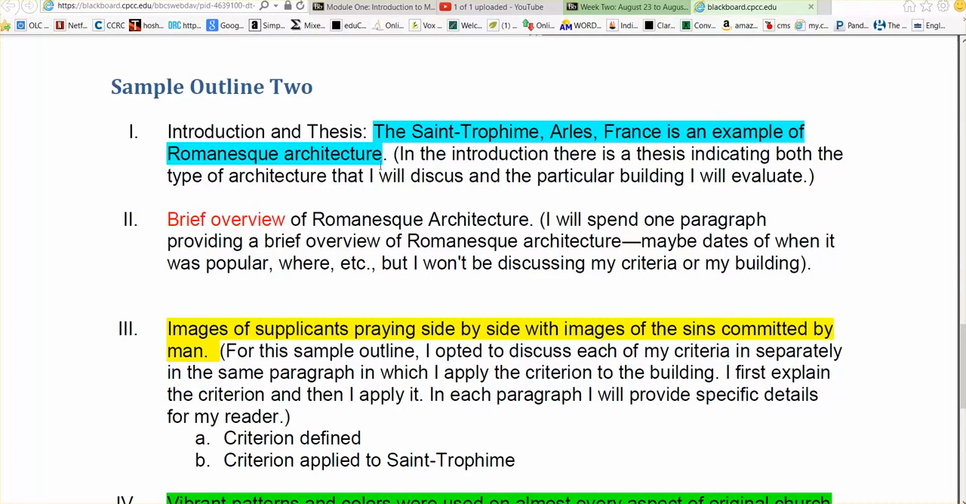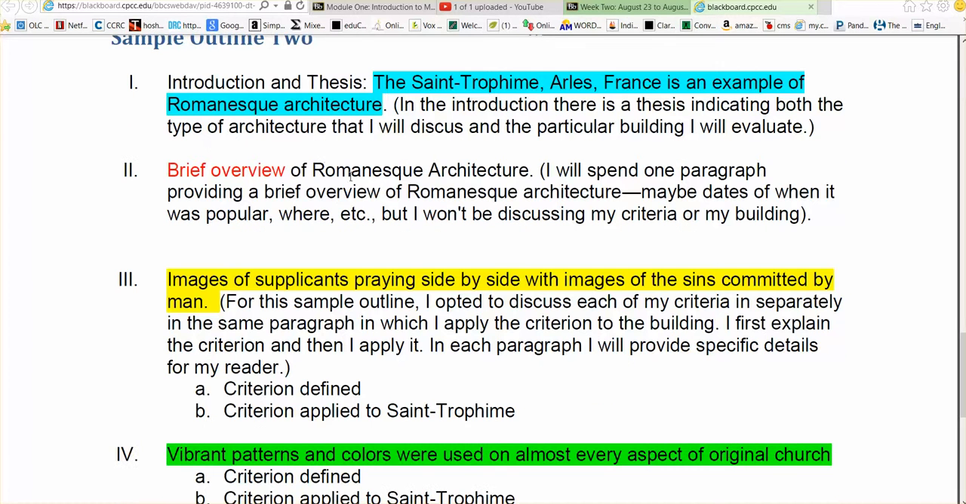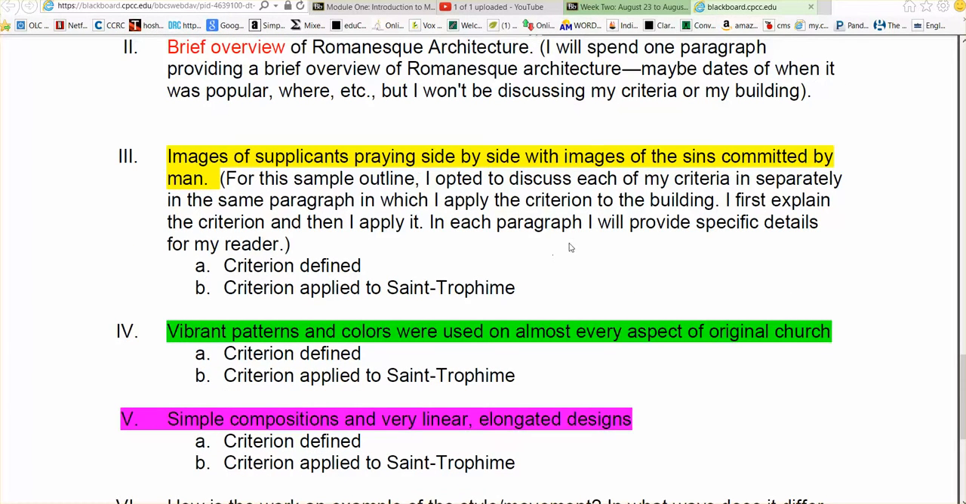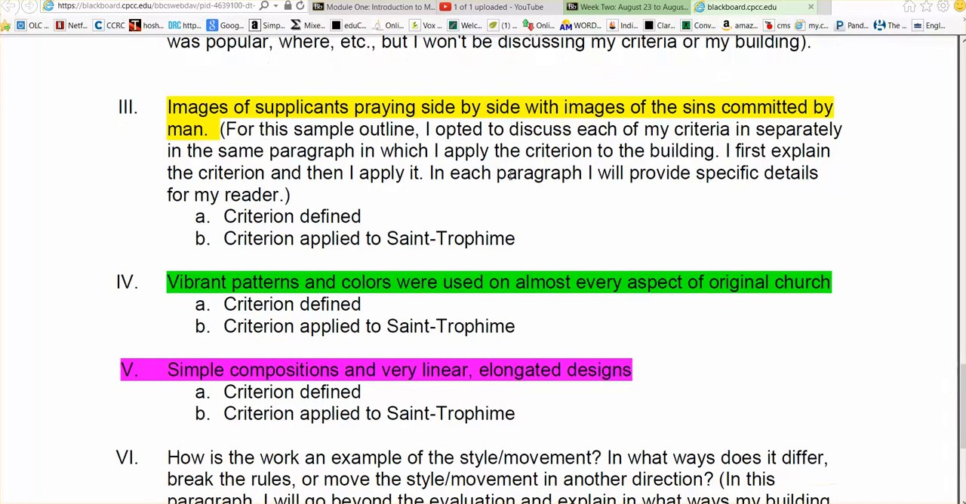In my second sample, my introduction is the same. Again, remember in here you'll have a paragraph of description. You'll have an overview of your art form per the instructions. And then I'm doing something a little different with this outline. In this outline, instead of talking about all three of my criteria and explaining them, defining them in one paragraph, I'm going to explain them as I go.